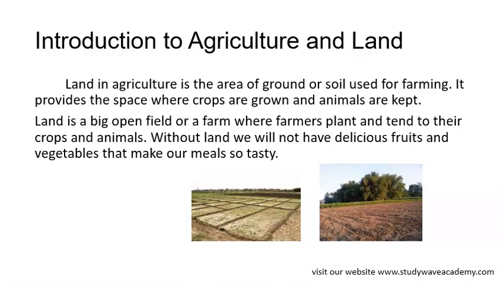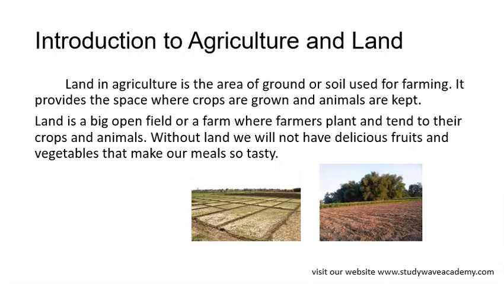Okay, so let's go over to knowing the meaning of land. What do we mean by land? Land in agriculture is the area of the ground or soil used for farming. It provides the space where crops are grown and animals are kept. Land is a big open field or a farm where farmers plant and tend to their crops and animals. Without land, we will not have delicious fruits and vegetables to make our meals tasty. So land is just a special place where all the magic happens.